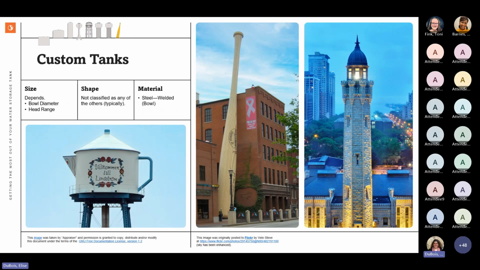So custom tanks, these are fun, my personal favorite. A custom tank typically doesn't fit in the standard shape, but sometimes, like in the case of a teapot, it fits a typical shape but has extra metal to make it custom. I do happen to know that on the teapot, the handle is the overflow pipe. So it has some functionality, but for the most part, they're just fancy tanks.